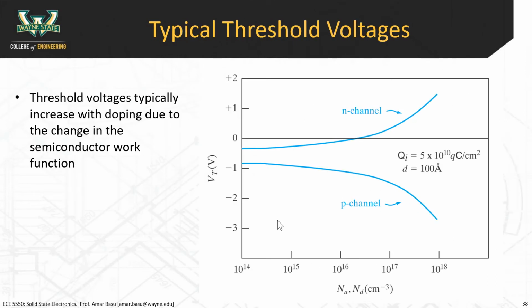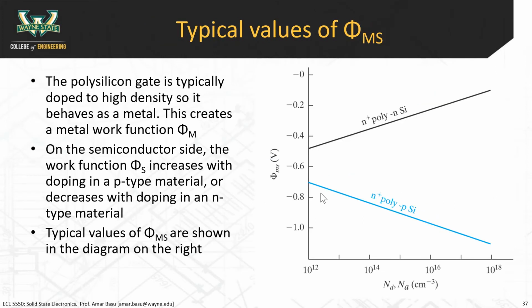And this is a graph of the typical threshold voltages, showing an important control method: as you increase the substrate doping, the threshold voltages increase for an N-channel device, and they decrease for a P-channel device. So the question is why? If you want to make sure that you understand why, part of it is due to the metal semiconductor work function. So let's look at a typical N-channel device.